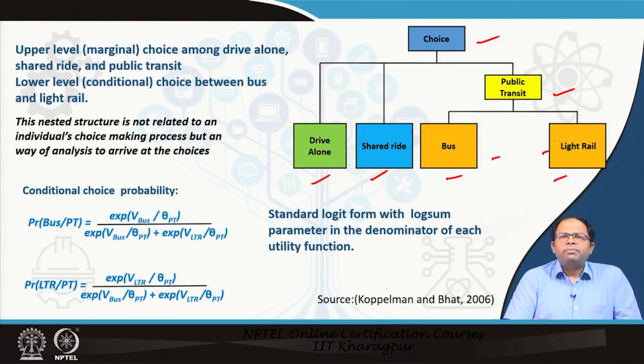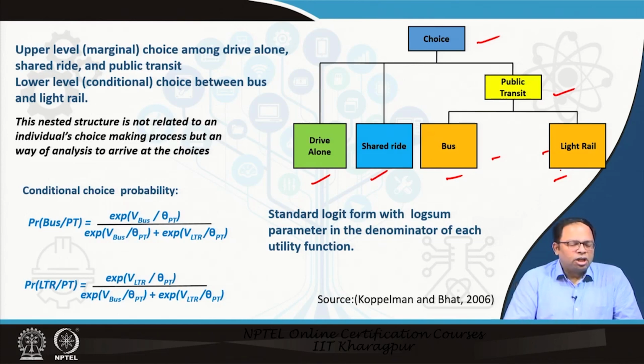Now, sometimes we may feel that this nested structure that we are using to derive this kind of model is related to the way individuals make a decision. That means individuals also think, okay, should I take public transit or drive alone, and then they decide between bus and light rail. It may feel like that, but actually no. When people are evaluating, they are probably evaluating between all the different choices that are eventually available. This structure is given just to facilitate the way we do the estimates. It has got nothing to do with how the behavior of people is actually defined. So, that we should keep in mind.